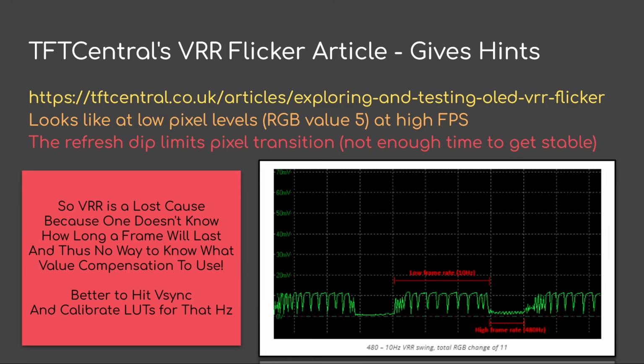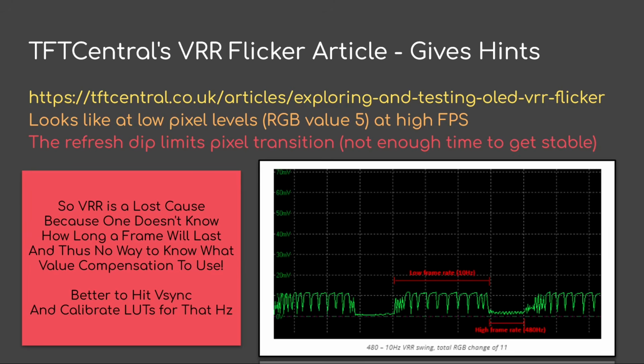At low pixel values, like an RGB value of 5 in their example, and at high FPS, you'll notice that this refresh dip limits the pixel transition. There's not enough time to get it stable enough, and this is what's actually causing the black crush, for the most part. You'll also note that VRR is a lost cause, because one doesn't know how long the frame will last, and thus there's no way to know what value to compensate for.